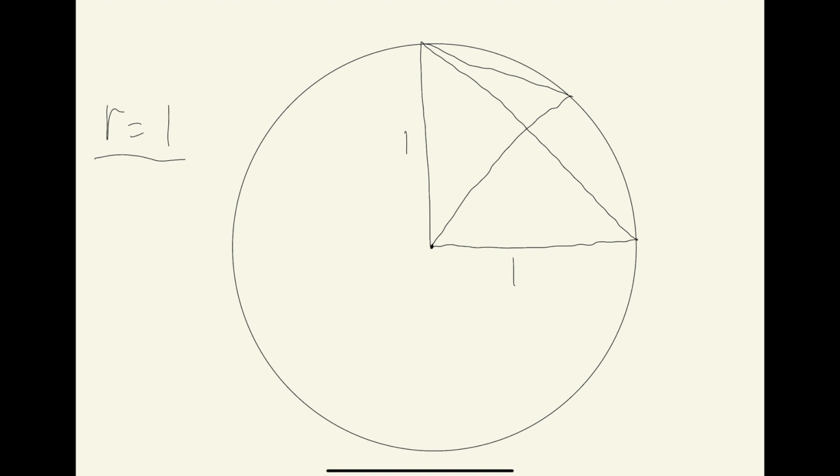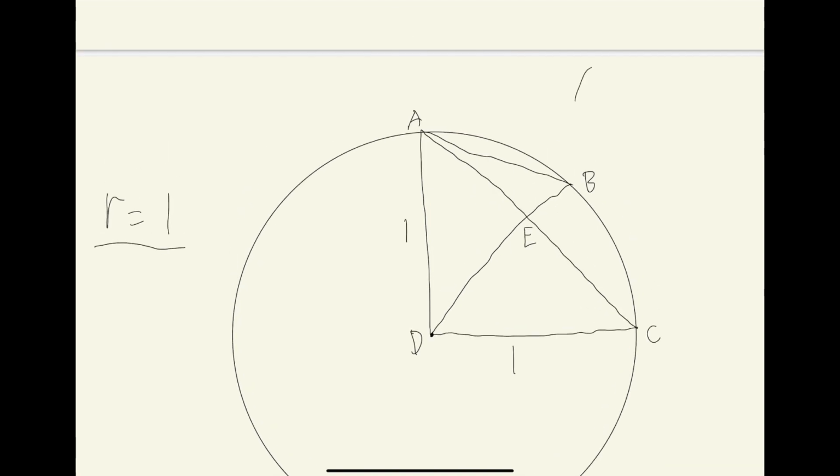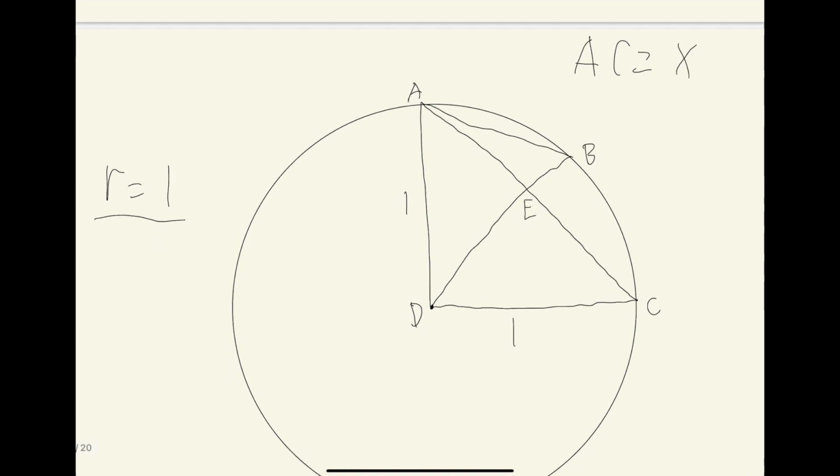So, and let's label it. This point is called A, B, C, D, and E. Okay, so we assume that AC equals X. And now, as AC is not as long as ABC, this curve, we have to minimize this difference.